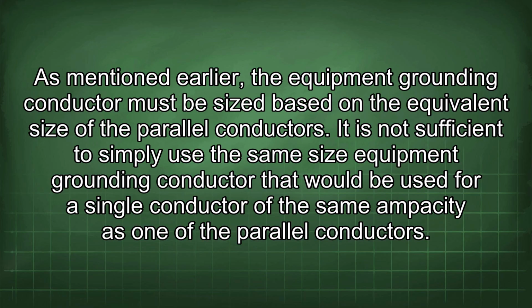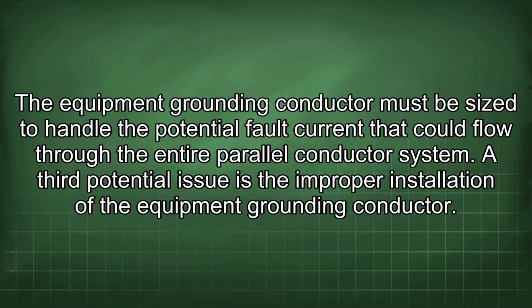Another potential issue is the improper sizing of the equipment grounding conductor. As mentioned earlier, the equipment grounding conductor must be sized based on the equivalent size of the parallel conductors. It is not sufficient to simply use the same size equipment grounding conductor that would be used for a single conductor of the same ampacity as one of the parallel conductors. The equipment grounding conductor must be sized to handle the potential fault current that could flow through the entire parallel conductor system.